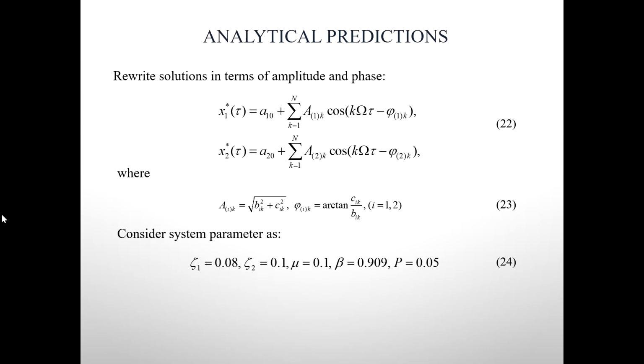Now let's look at some analytical predictions. First, we can rewrite the solution in terms of the amplitude and the phase, where the harmonic amplitude a_ik equals the square root of b_ik squared plus c_ik squared, and the phase phi_ik equals arctangent of c_ik over b_ik, where i equals 1, 2, in which 1 stands for mass 1 and 2 stands for mass 2. Consider the system parameters as zeta1 equals 0.08, zeta2 equals 0.1, mu equals 0.1, beta equals 0.909, and p equals 0.05, and we can find the analytical results.